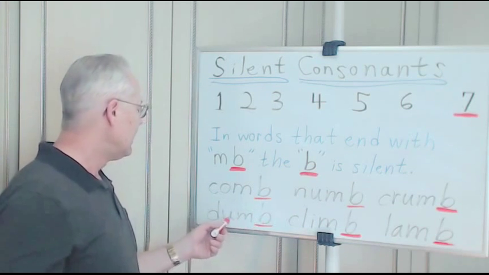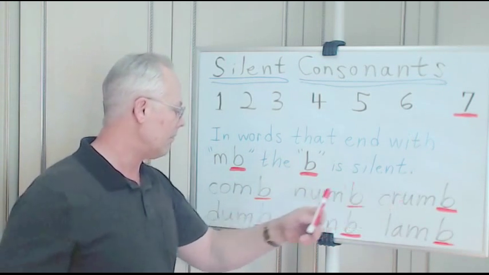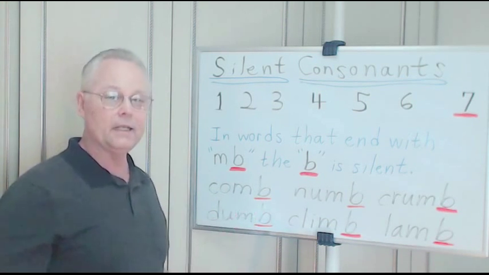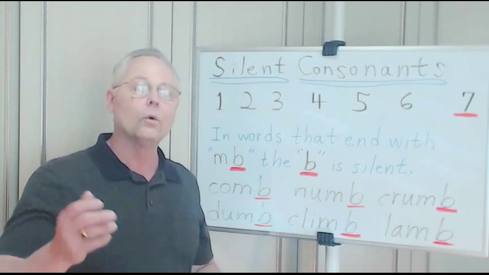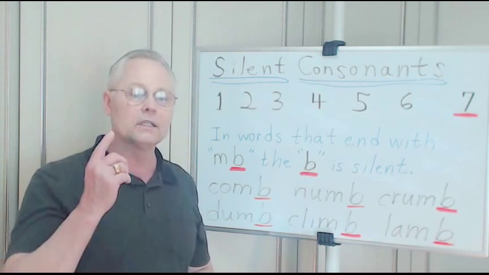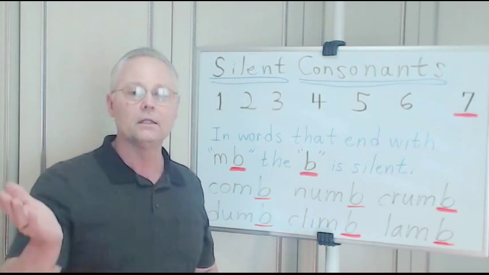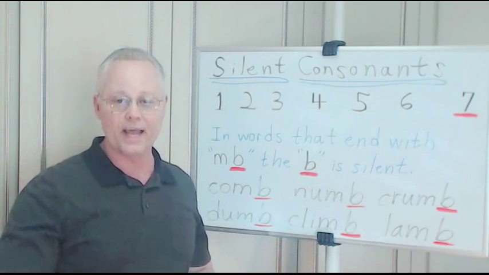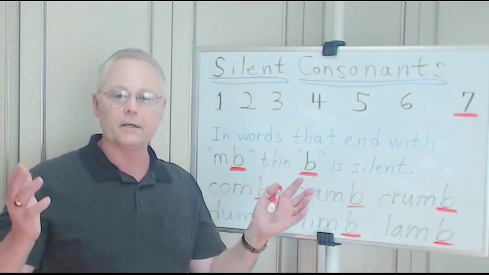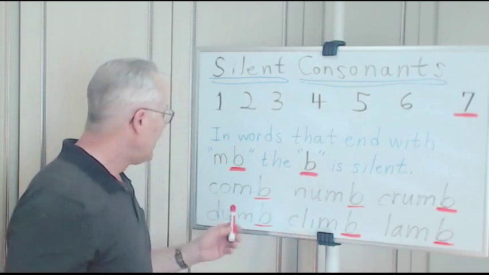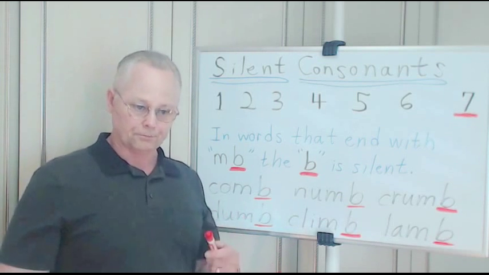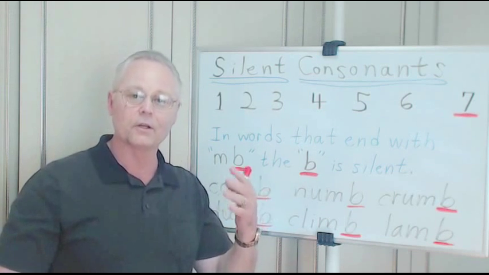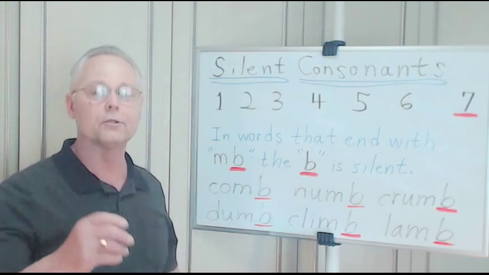D-U-M-B. Dumb. Again, we have duh, the D, duh, silent B. Now, dumb. What dumb really means is someone is unable to speak. Dumb. And I'm sure in modern times now we have other words for that, some politically correct, nice sounding way to say it. Also, we have a mute, which is the correct word to use for unable to speak. They're a mute.